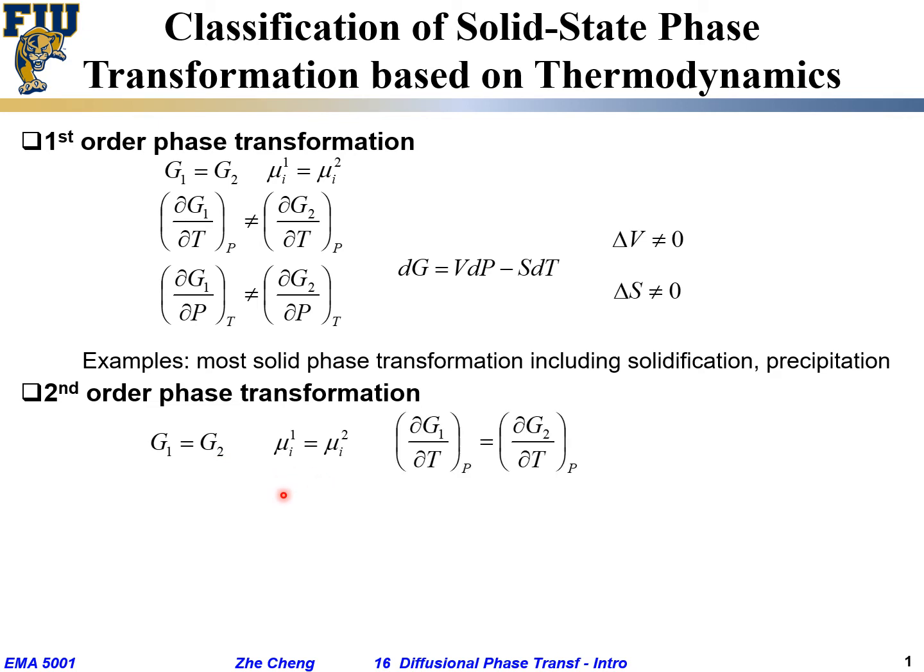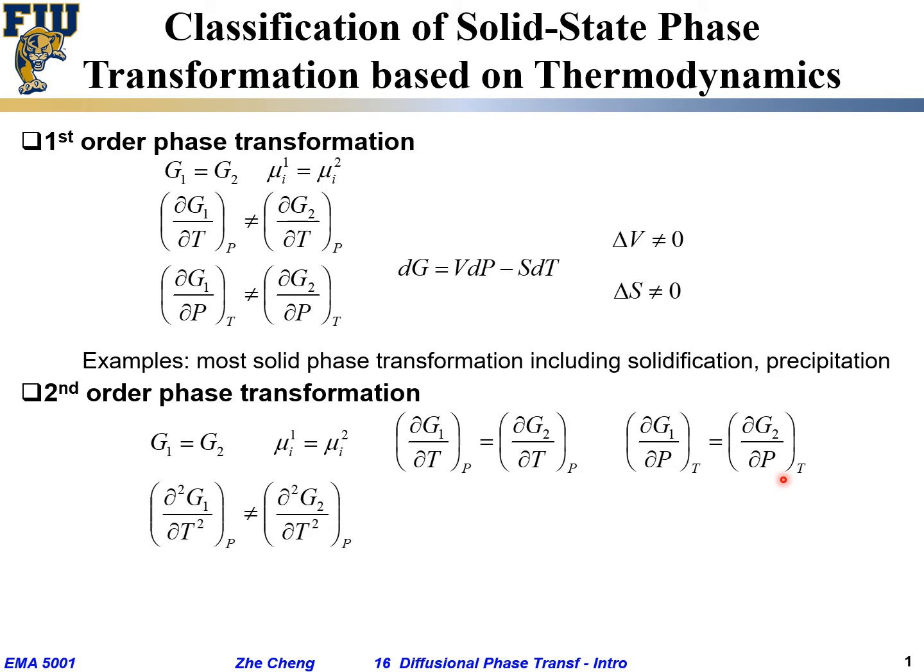Not only that, the first partial derivative for the Gibbs free energy are also the same for the two phases involved. With respect to temperature, which is delta S, with respect to pressure, which is delta V. Both of these are also the same during the phase transformation.